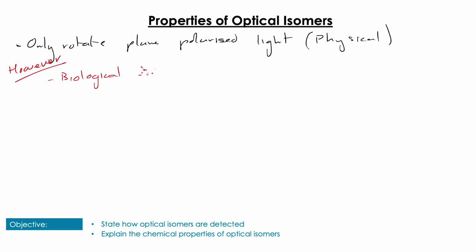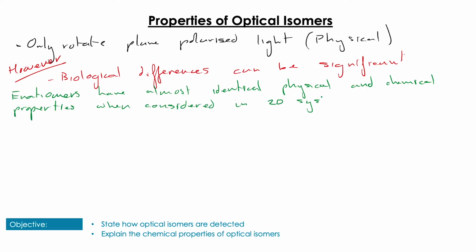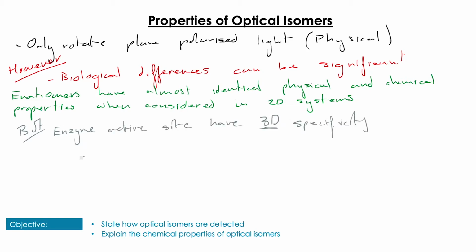However, biological systems are much more sensitive to this form of isomerism, because although enantiomers have basically the same physical and chemical properties in 2D systems, when we consider them in a biological context, the main mechanism by which these reactions occur is through the action of enzymes. The key part of an enzyme is its active site, and specifically how the active site has a 3D specificity. We can have an active site of an enzyme where the reaction occurs, the substrate is broken down, and we can put the substrate in.